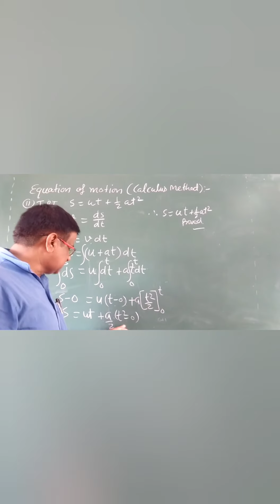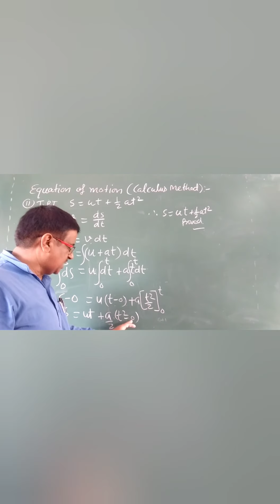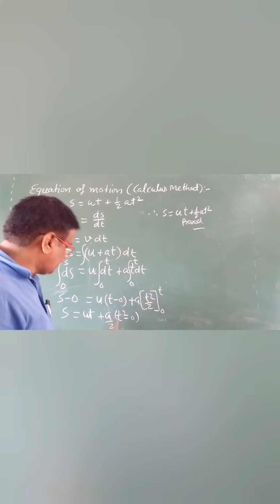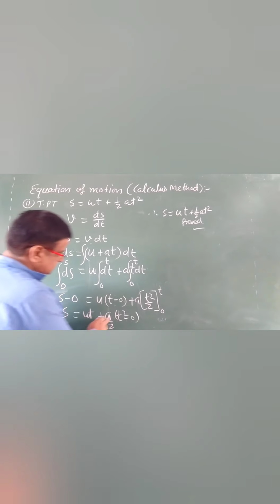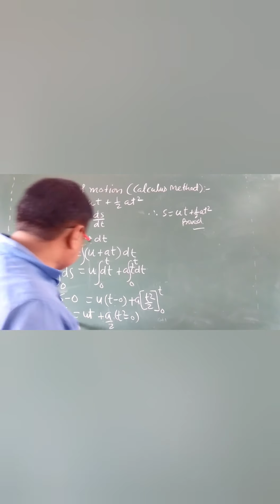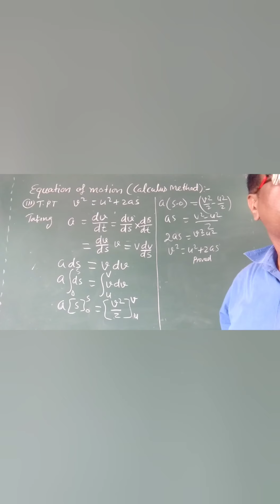In the next step I have substituted the upper limit t square minus 0, and 0 square will be 0, with a by 2. So s is equal to ut plus a by 2 into t square minus 0. So finally you will get s is equal to ut plus half at square. This is proved. So this is equation number 2 proved.